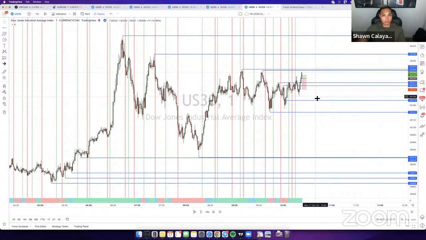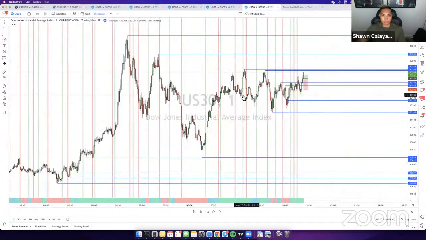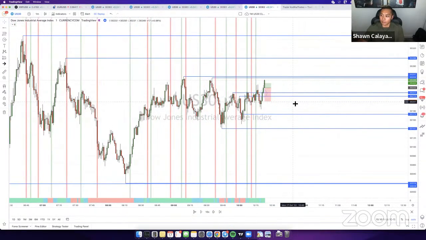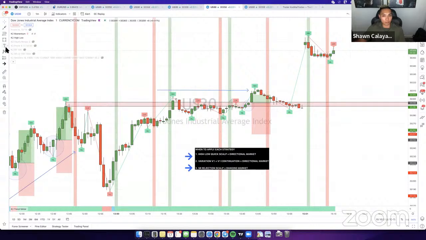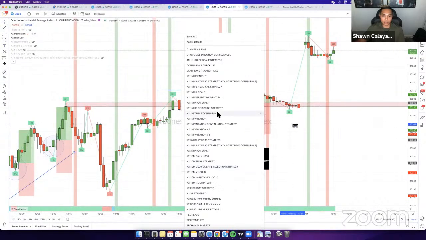But let's see, question from Maddie. Maddie's asking, how big does the wick need to be for the high-low quick scalp? There's no requirement for that, Maddie. If you see a wick, that's the entry. So looking over here at the requirements. As soon as you see the wick, you got to make the entry, man.